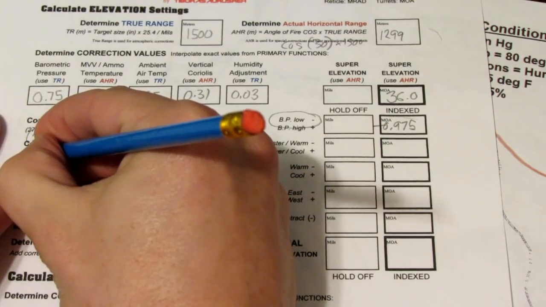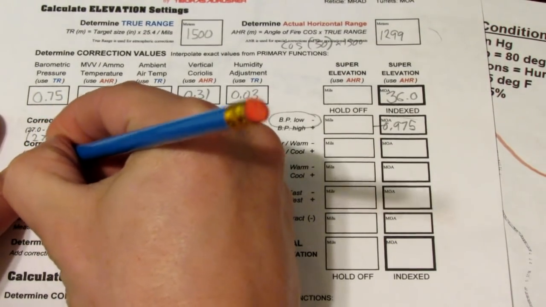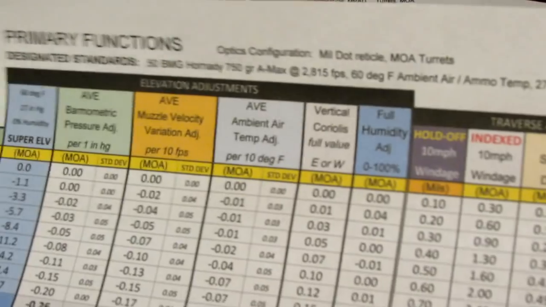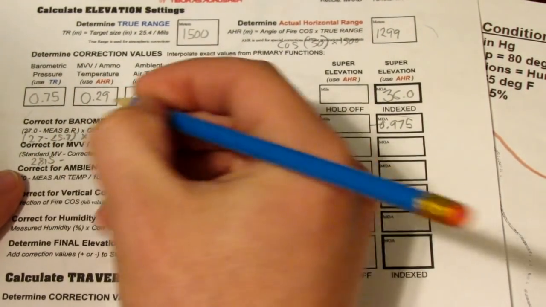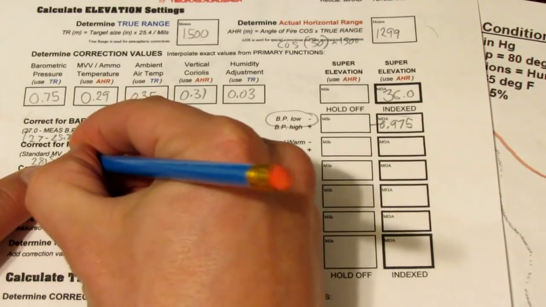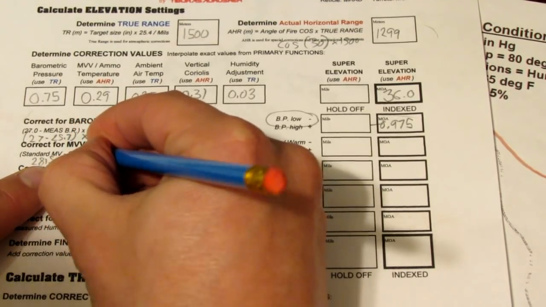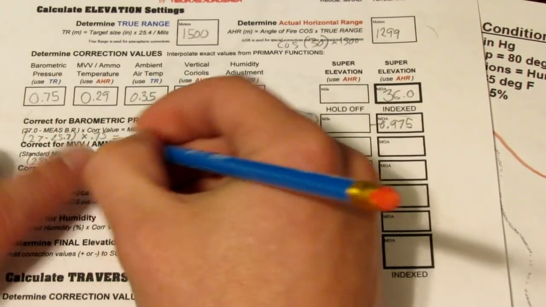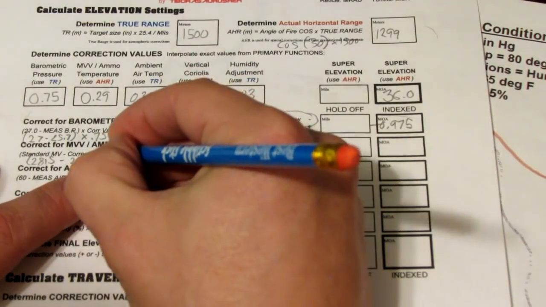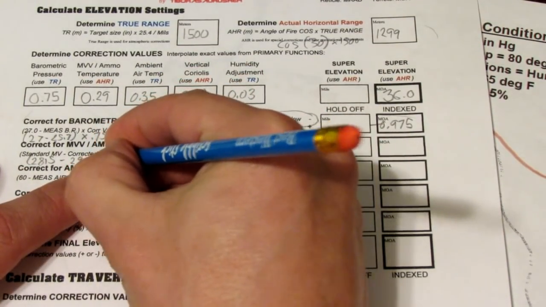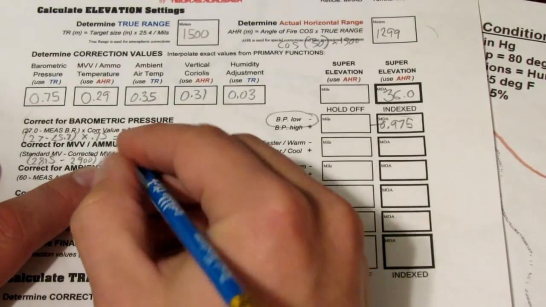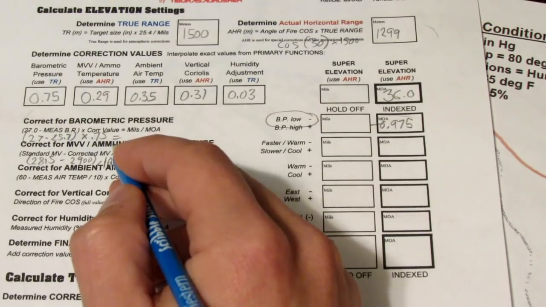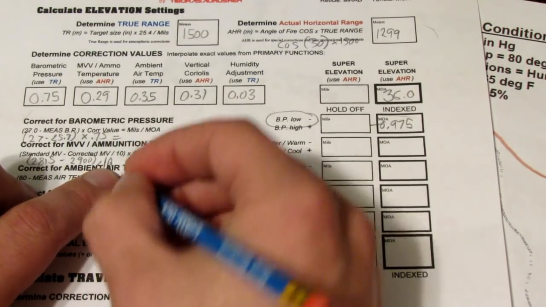Standard muzzle velocity was what? 2815. That's on our primary functions table if you forget what you designated for your standards, okay? We're going to subtract the corrected muzzle velocity, which we just said was 2900. And don't worry about the positives and the negatives because we're going to assign that later on, okay? Then you're going to take that number, divide it by 10, because we are basically taking every 10 feet per second. So we're going to break that down.